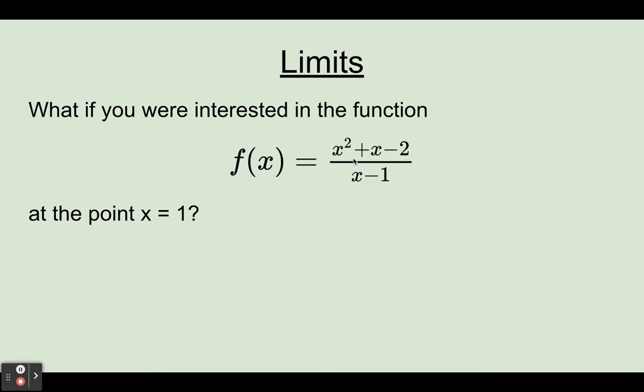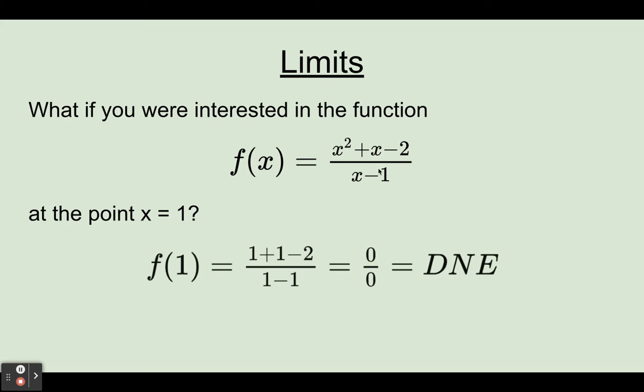Well, that's easy, right? Let's just plug in 1. So do substitution, and you'll notice you get a 0 over 0. And since there's a 0 in the denominator, this point is undefined. It doesn't exist. So here we have a function we're interested in, and a point that, when we plug it in, doesn't exist. Is that all? Do we just stop at, oh, well, it doesn't exist, so we're done?